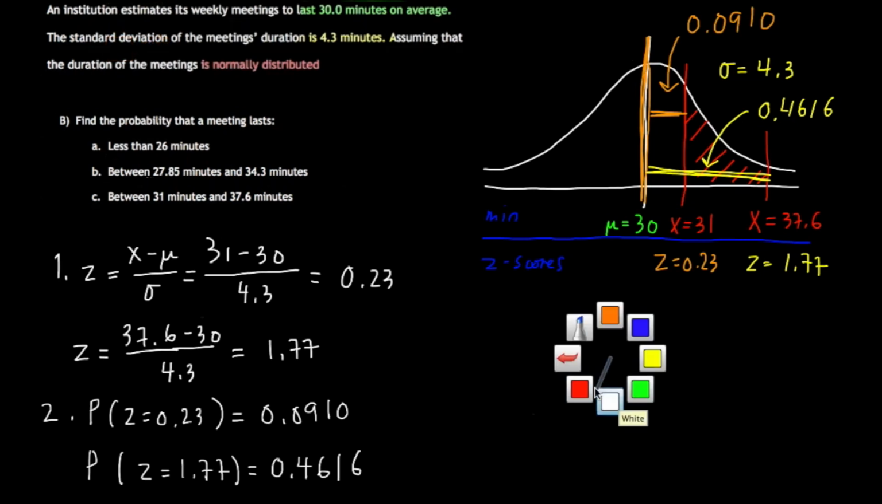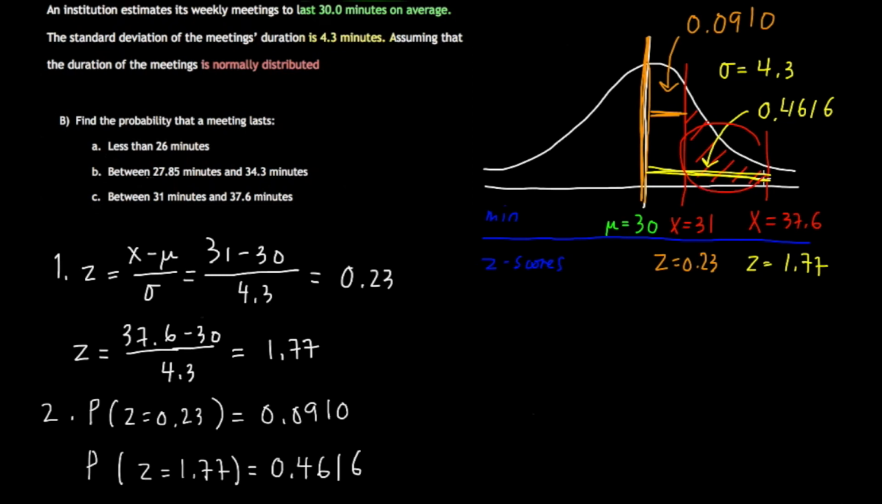But we know that what we're trying to find is just this piece right here. So what do we have to do to 0.4616 to obtain just this piece? Simple. We're just going to subtract this little area piece right here, so 0.0910. So you see why it's important to plot it in your bell-shaped distribution, because the visual really helps to determine what exactly it is that you're looking for and what you have to subtract or add together in order to obtain your final answer. So let's go ahead and do that.